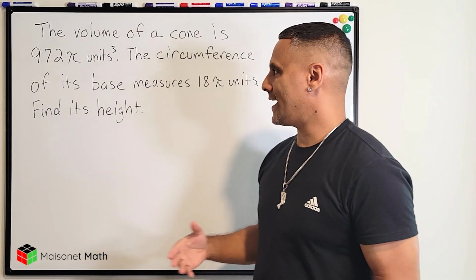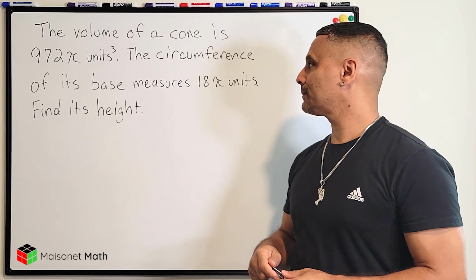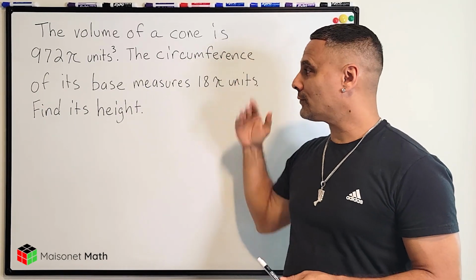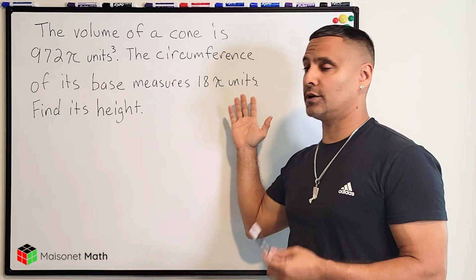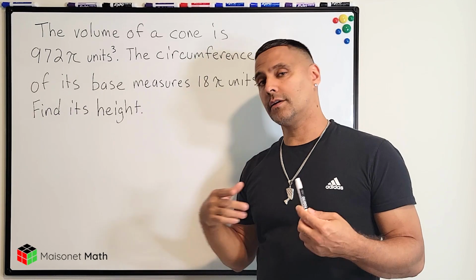The problem reads that the volume of a cone is 972 pi cubic units. And it is also given that the circumference of its base measures 18 pi units, and we have to use all of that information to determine the height of the cone.